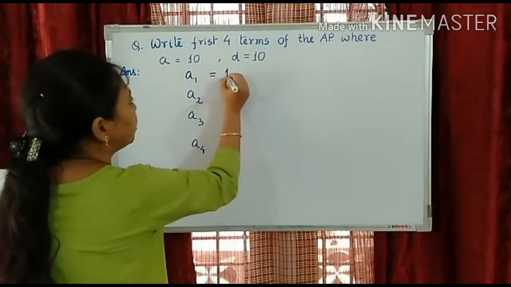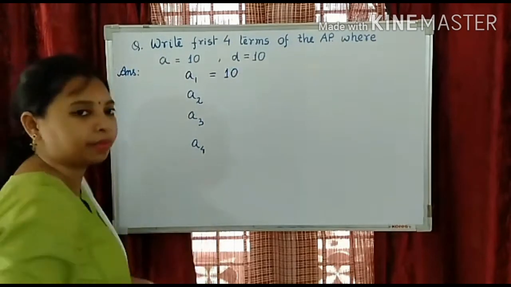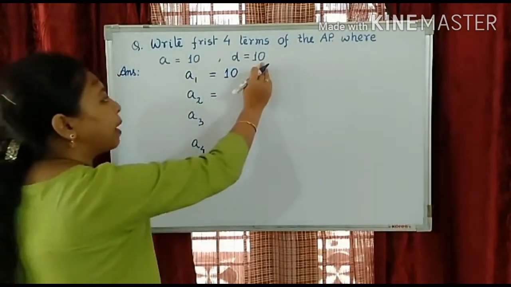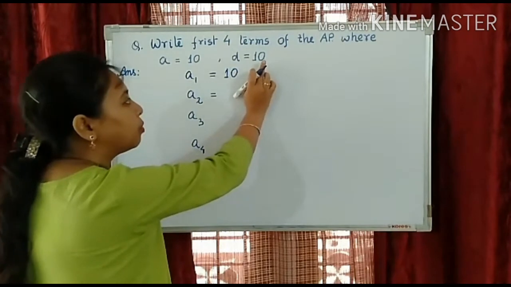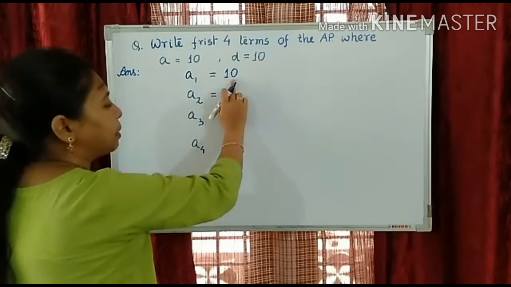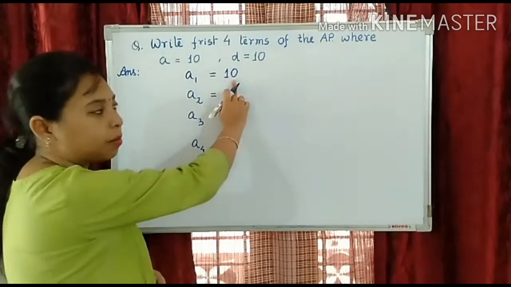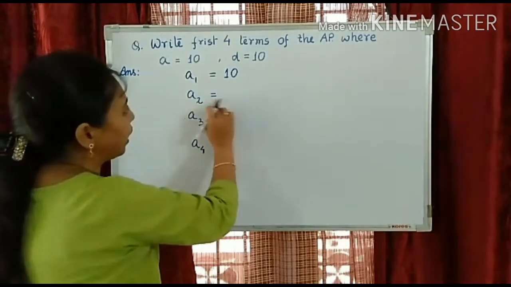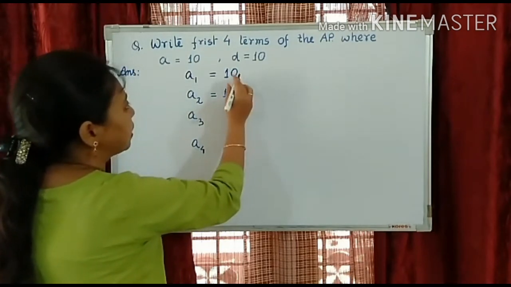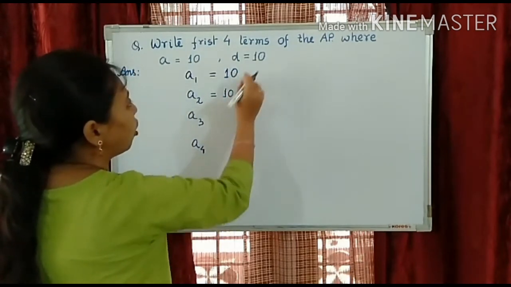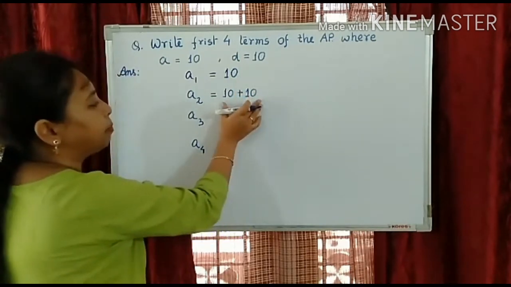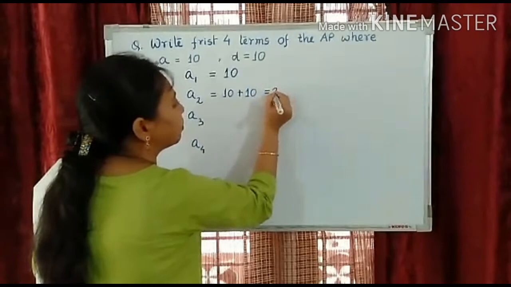a1, the first term, which is already known to us, is 10. For the second term, you know the fixed value, the fixed number which we have to add to the preceding term, is 10. Here the preceding term is a1, the first term, which we already got as 10. So to get the second term, what will we do? With the first term a1, we will add the common difference, the fixed value. 10 plus 10 will be 20.